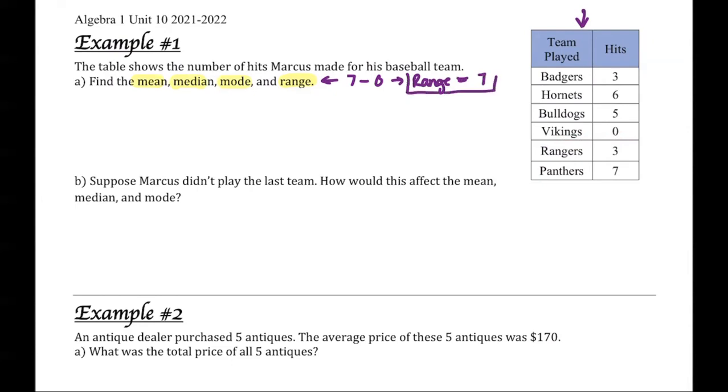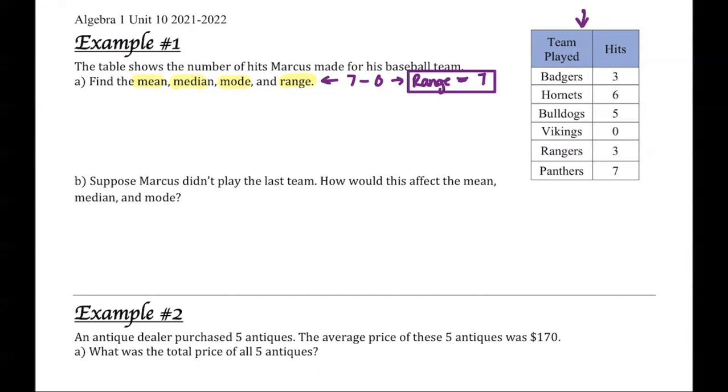And what the range really tells us is basically the span of the numbers that we're working with. From 0 to 7, there are 7 numbers that we basically cover. Now, it doesn't mean that we have all of those numbers in there. It just means that your numbers span that distance.